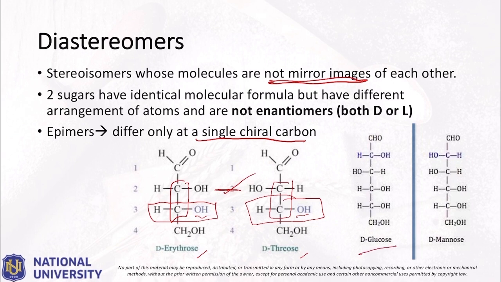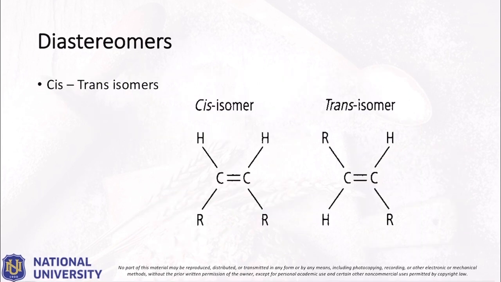Same as here, the glucose and the mannose. So, these are the chiral carbons. The farthest chiral carbon, doon madidistinguish kung D or L. So, both of them nasa right yung OH. So, this is the glucose and the mannose. In a single chiral carbon lang sila nag-differ dito. No? The rest, same. Next, under the stereoisomers pa rin, we have the cis and trans isomers.